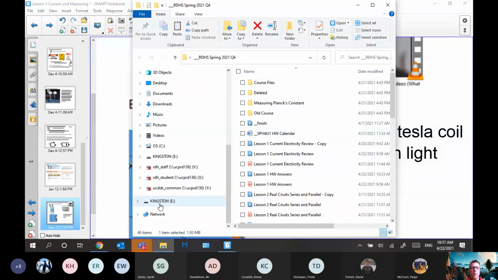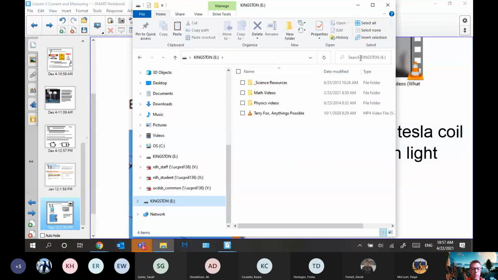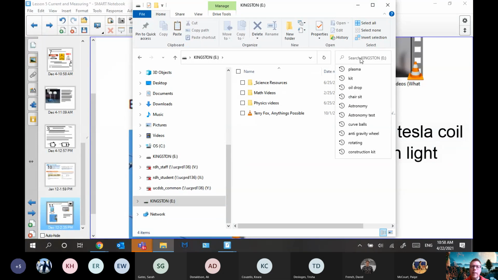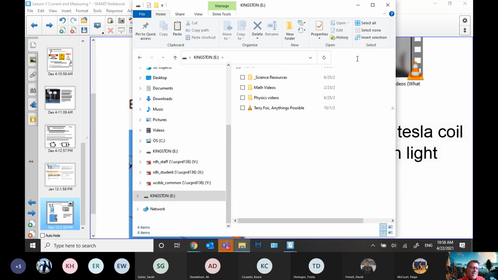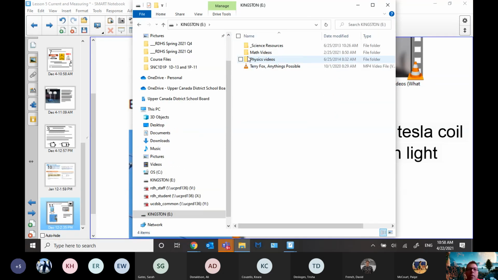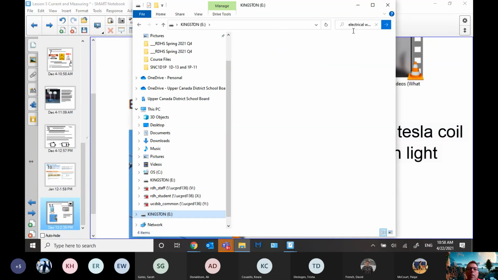Need those two. So, electrical wires. Oops, my keyboard. Darn it, my keyboard's not hooked up. Struggle. Where's burning? Did I type that in right? Yeah, there we go.